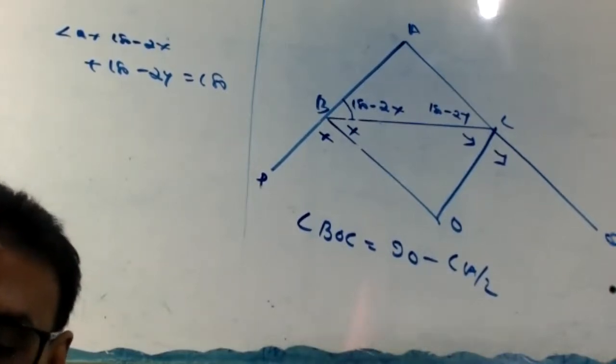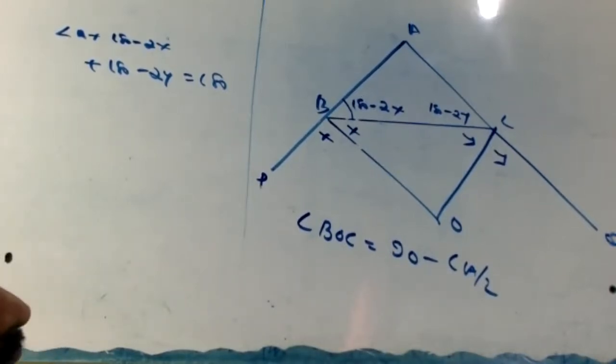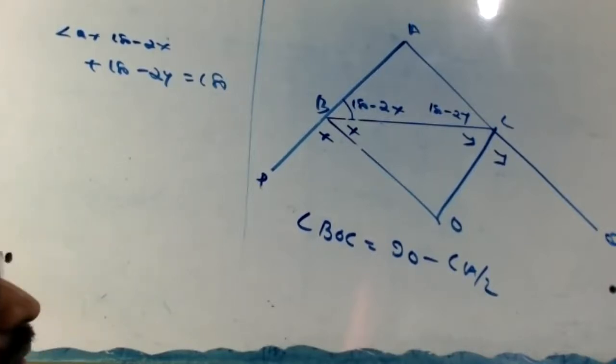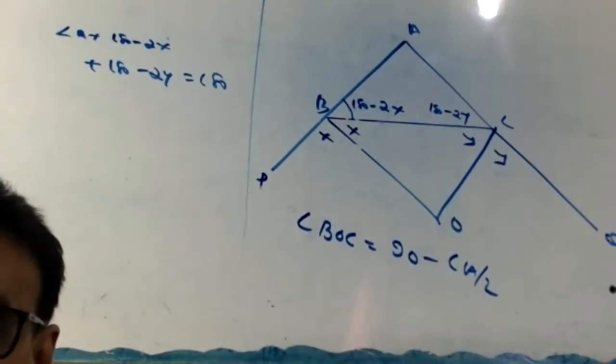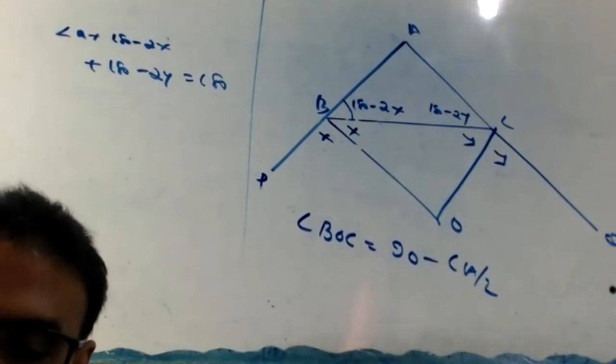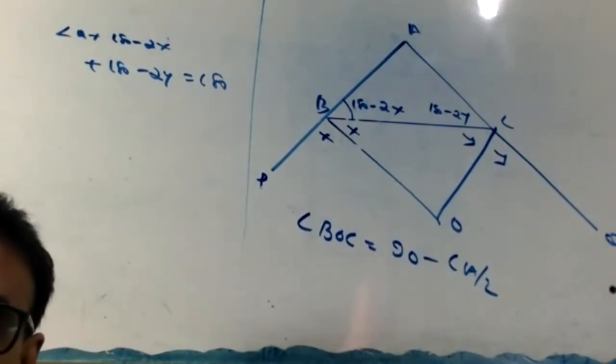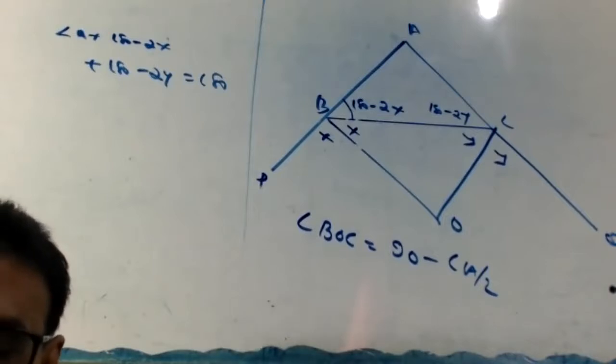You respond. Then similarly, ACB is 180 minus 2y. Agree or no? ACB 180 minus 2y. Agree or no? Okay.